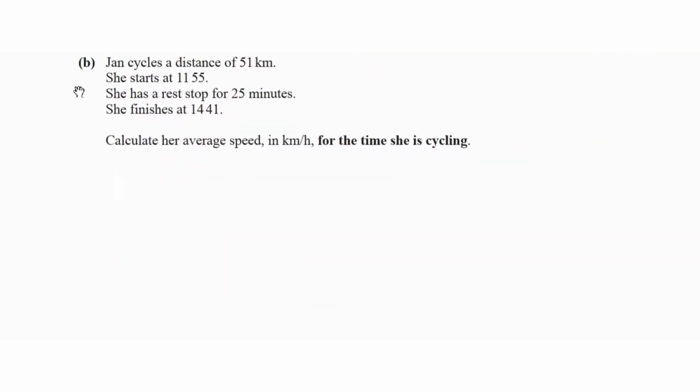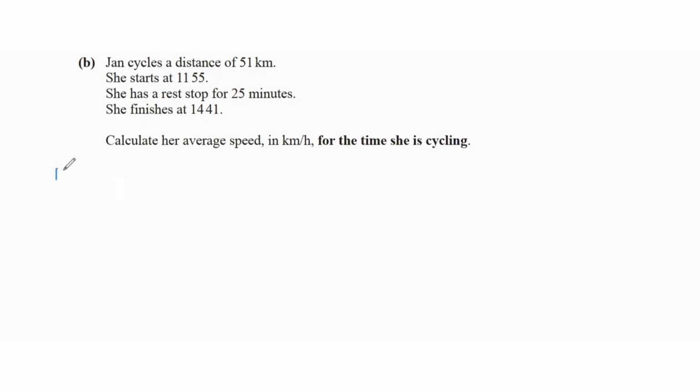Part B says Jan cycles a distance of 51 kilometers. She starts at 11:55. She has a rest stop for 25 minutes. Then she finishes at 14:41. We have to calculate her average speed in kilometers per hour for the time she's cycling. So first thing first, let's find the time that she's cycling. She's starting at 11:55, and then she has a rest stop for 25 minutes. And then she's finishing at 14:41.